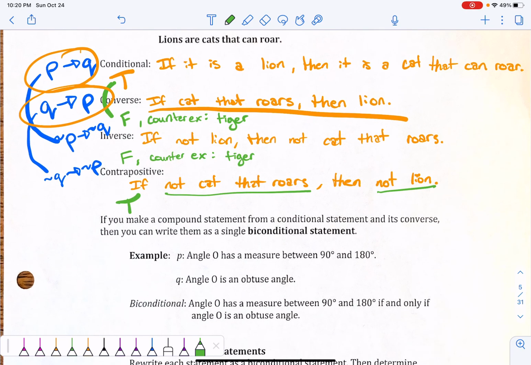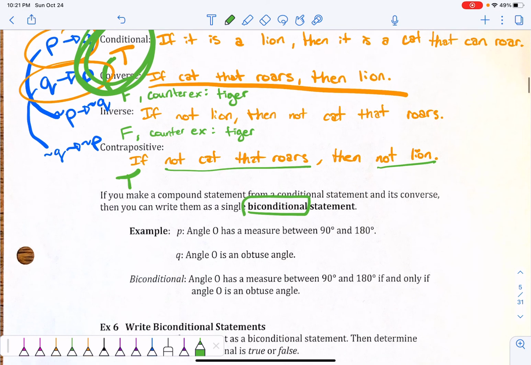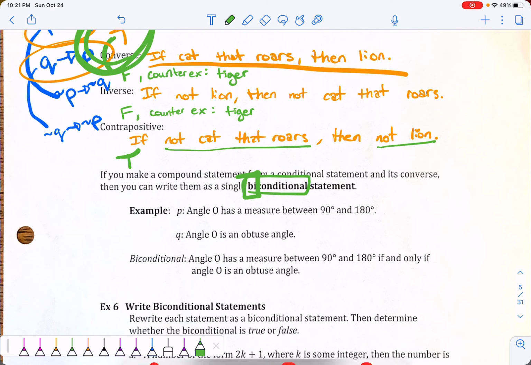All right, now, something called a biconditional statement is like putting the conditional and the converse together. So it's doing P then Q and Q then P all in the same statement. That is called a biconditional. Bi because it means two, right? Bi means two. All right, so here's my example. They've done this one for me.